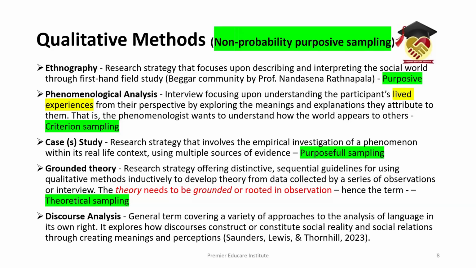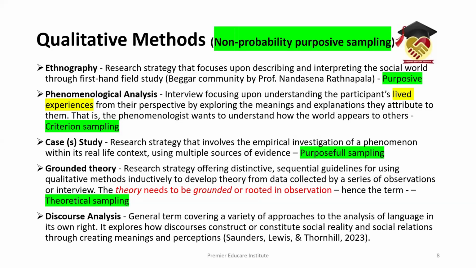So normally your sampling method is purposive sampling. Purposely you are selecting prostitutes, or purposely you are selecting the beggars, or purposely you are selecting the drug addicts. You can't select randomly. Remember that point. Quantitative method means your sampling technique is probability sampling, that means random sampling. Qualitative means your sampling technique is non-probability sampling, that is purposive sampling. So remember that point very clearly. If you did not understand, please ask.